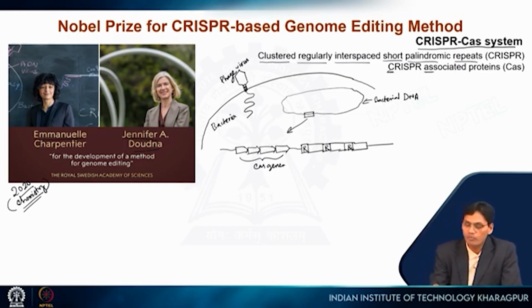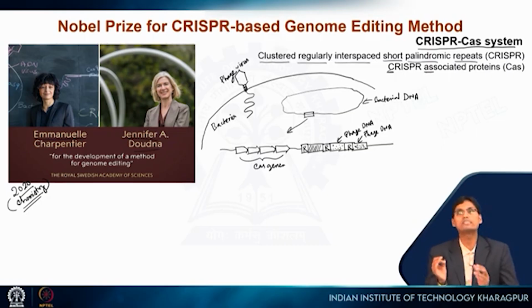And in between you have, for example, this one, this is one particular DNA sequence present here. Now the thing is, those are actually acquired by bacteria during phage virus infection. This is nothing but phage DNA, not the whole DNA, a segment of phage DNA. Why? As I already mentioned, this is just like an adaptive immune system.